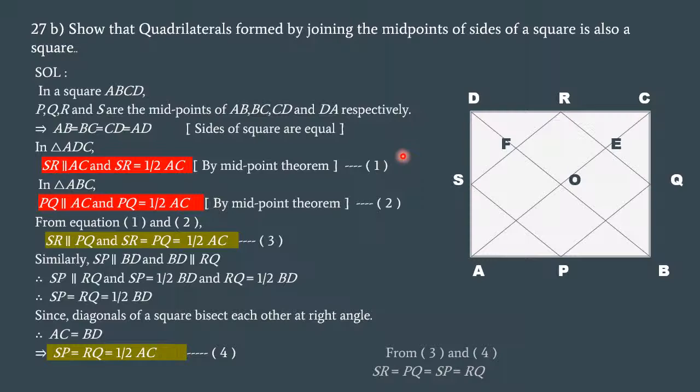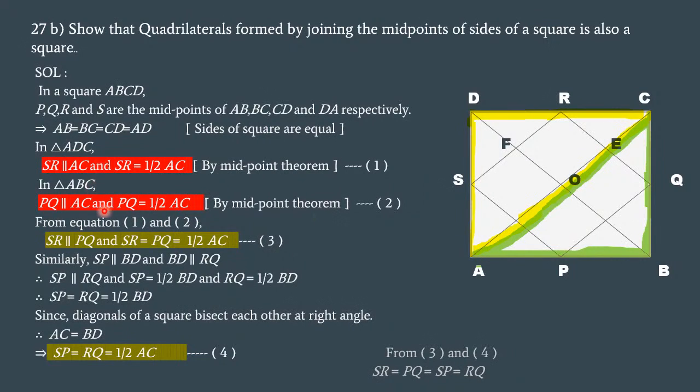Now in triangle ADC, let me mark that triangle. S is the midpoint of AD and R is the midpoint of DC. So SR will be parallel to AC and SR will be half of AC by the midpoint theorem. Let this be the first equation. Now in triangle ABC, P is the midpoint of AB, Q is the midpoint of BC. So PQ is parallel to AC and PQ is equal to half of AC. That is the second equation.